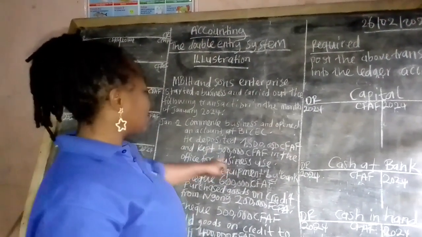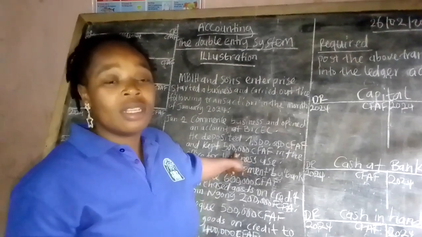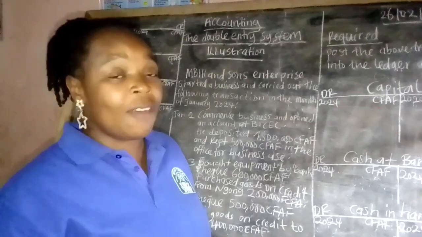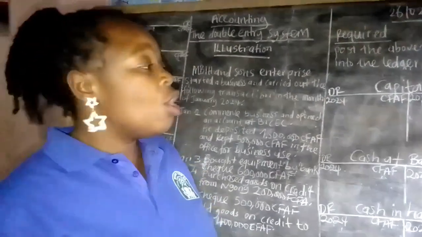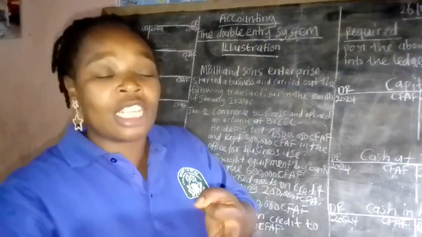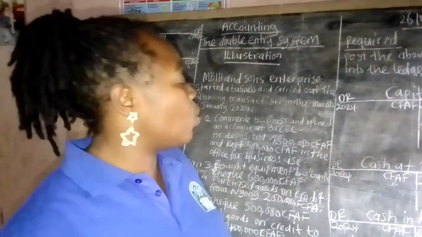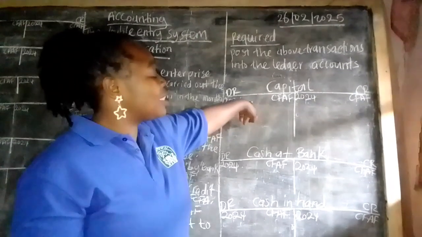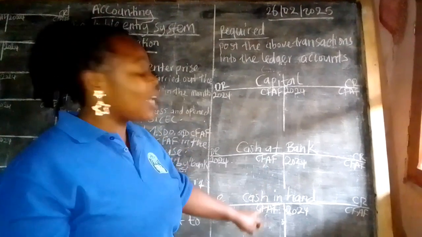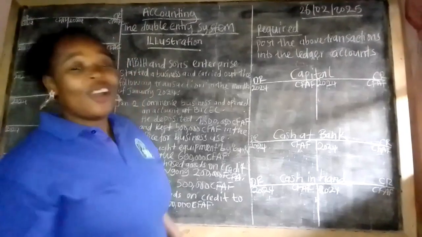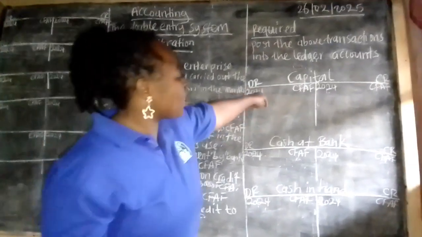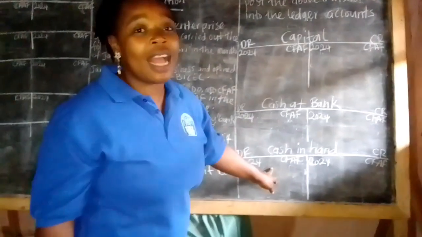Also, on that same date, they had 500,000 kept in the office for business use. That means that 500,000 was kept in the till. So we have identified three accounts: the capital account, the cash in hand, and the cash at bank. So the first thing we have to do is to draw the T account for capital, cash at bank, and cash in hand. Alright, you see that we have three accounts: the capital account, the cash at bank, and the cash in hand.